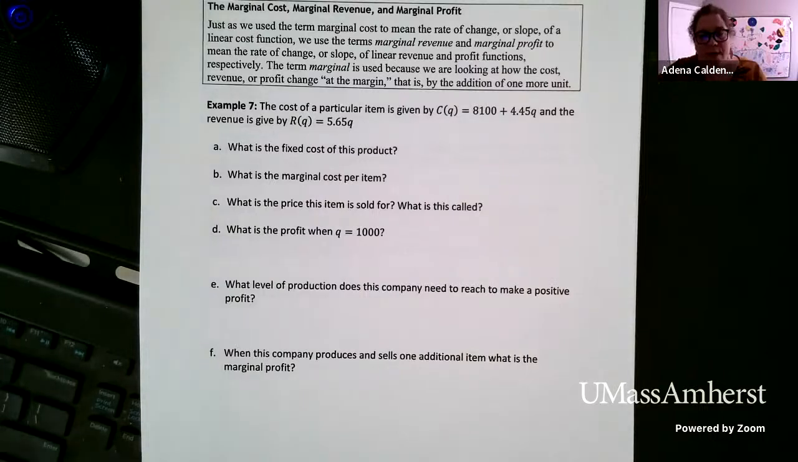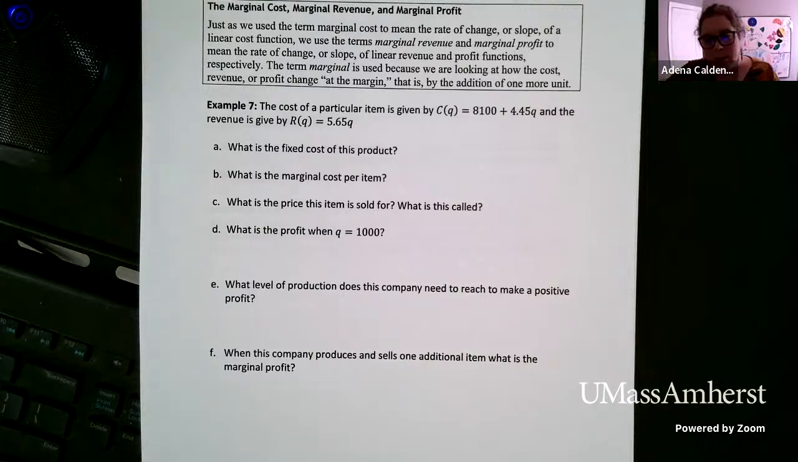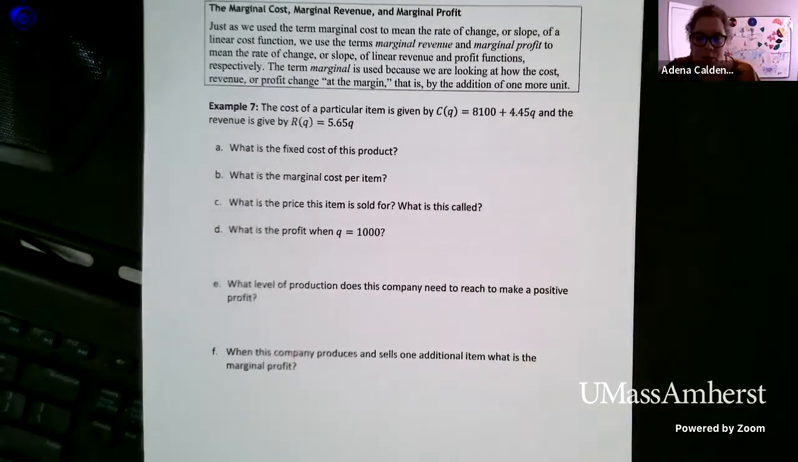So what is the fixed cost? What is the marginal cost? What is the price? And what's the name? Like, what do we call that? What is the profit when Q equals 1,000? So you'll need to set up a profit function.